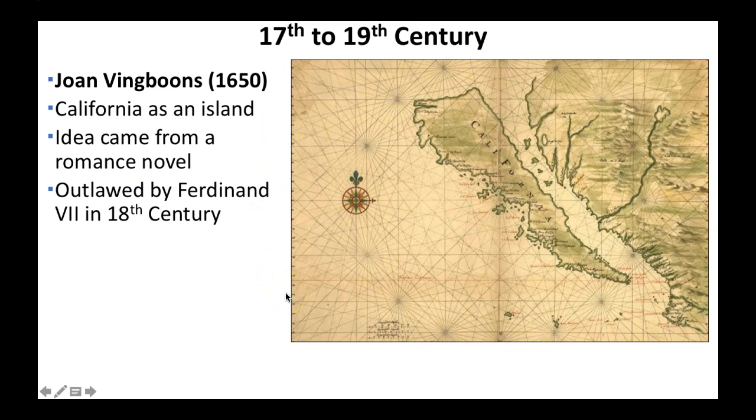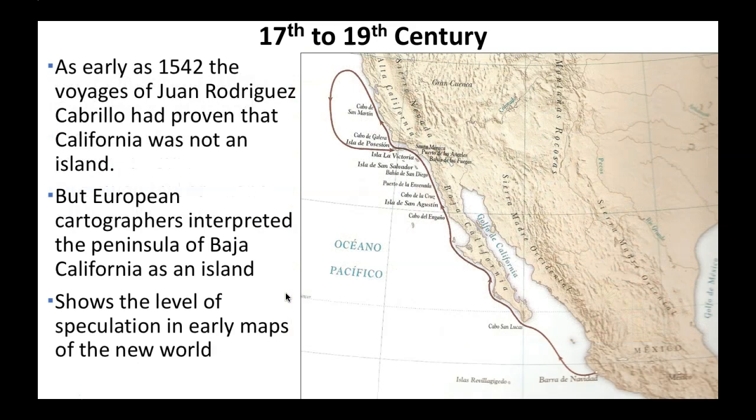For example, this is John Briggs's map of California, which is actually a speculative map, based on a romance novel from the period. It was believed that because of the Gulf of California, California was actually an island inhabited by a queen, and so some of these maps were outlawed by the Spanish Empire because they thought that if other Europeans believed that there were large territories that were islands not claimed by Spain, then they could be claimed by other European powers.